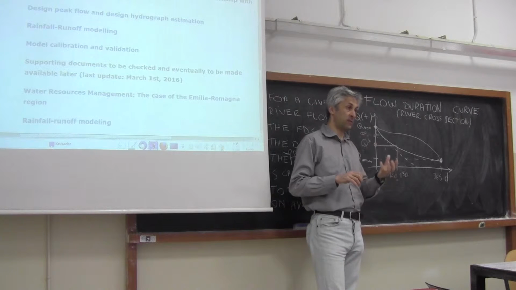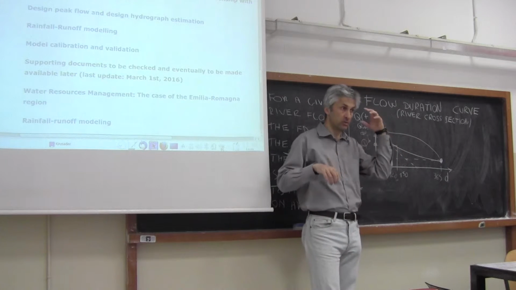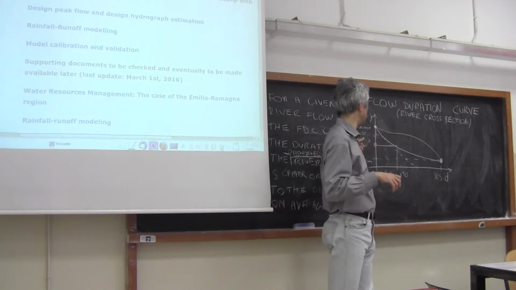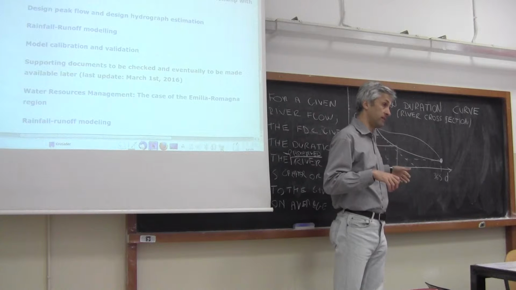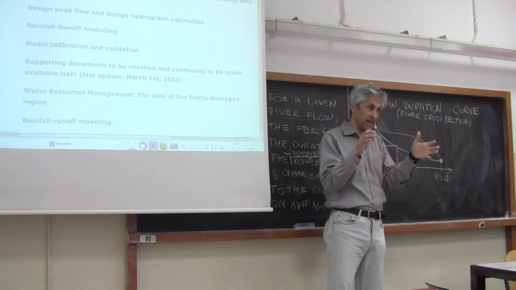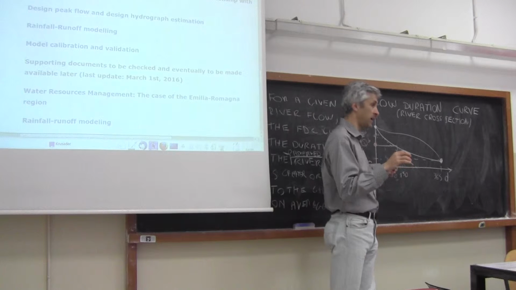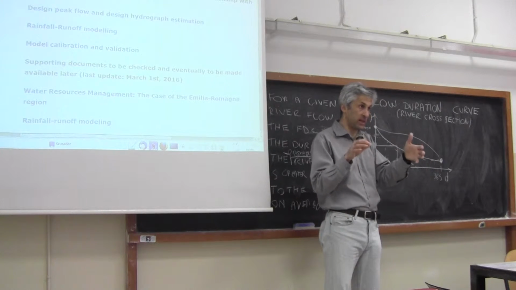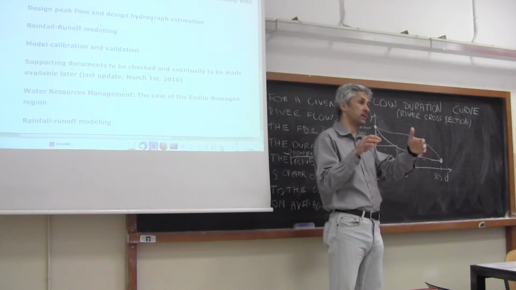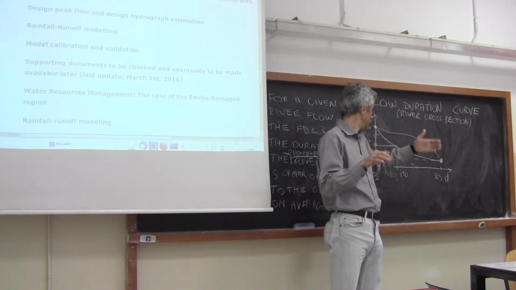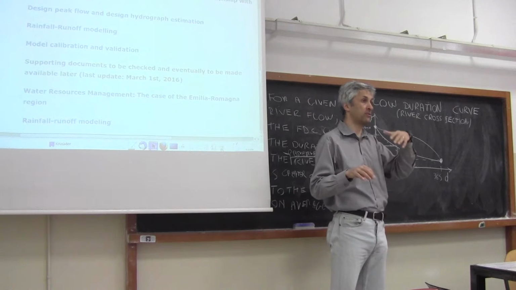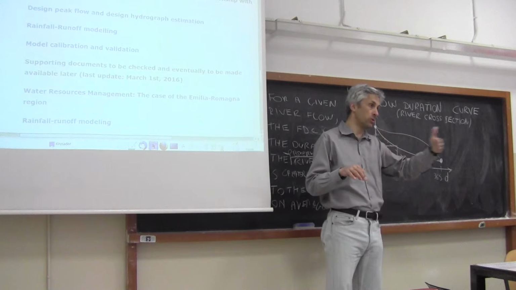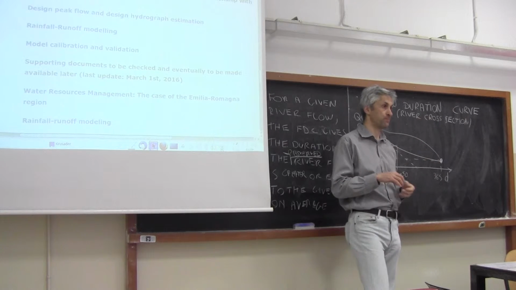So basically, if the question is, I need to give water to a city, and the water that I need is Q star, and I design a water supply system that takes the water from the river, how long is this water supply system functioning? The flow duration curve tells you that the water supply system fully works for 120 days.